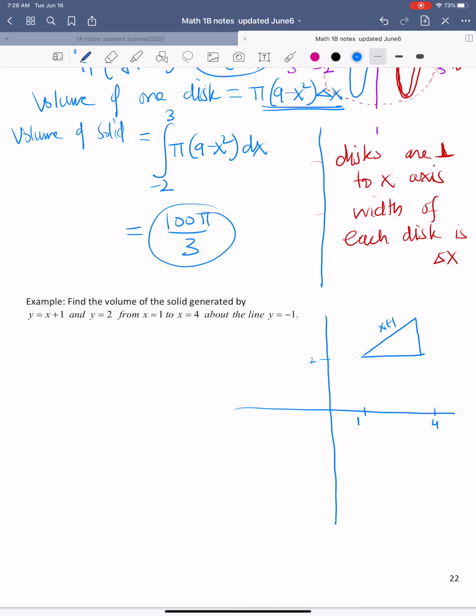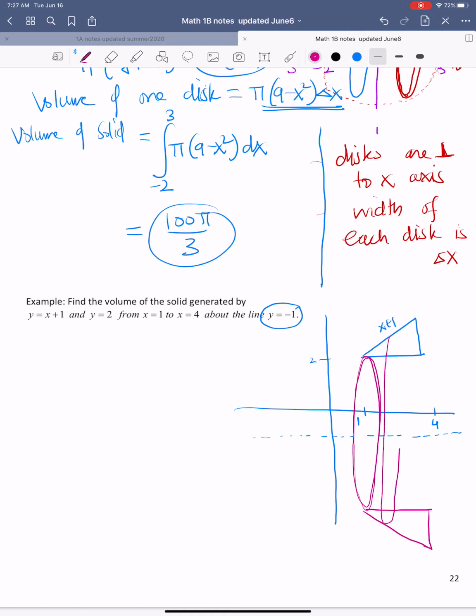Okay, we did a problem similar to this. I think at that time we rotated about the x-axis. Now we are rotating about the line y equals negative 1. So my axis of rotation is not one of the axes now. This is how my shape is going to look after rotation. So I'm going to have discs, actually not discs, washers in this case, because there's a hole in the middle.